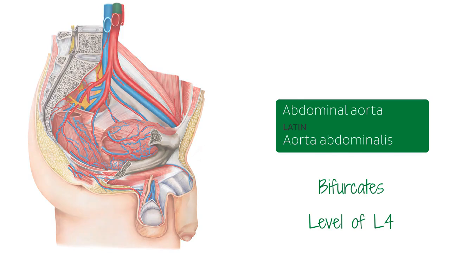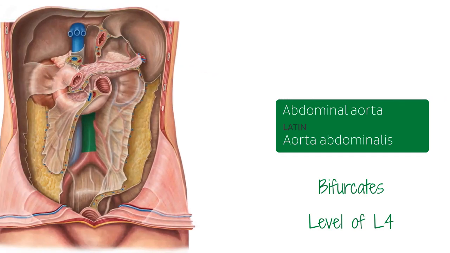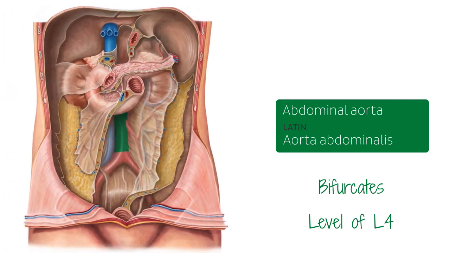I would like to also show you this image here of the anterior view of the open abdomen, where you can then see the highlighted abdominal aorta, and notice how it bifurcates into the two common iliac arteries.